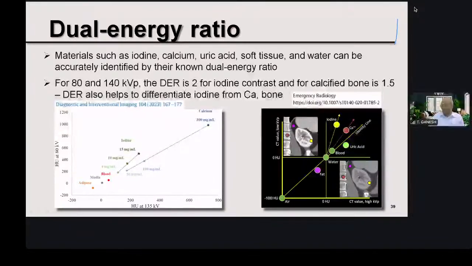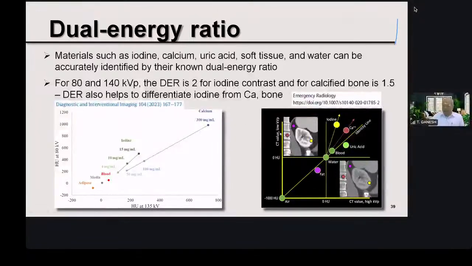But look at iodine. It goes without saying, iodine has a K-edge of 33 keV, so it will have a very high CT value at low energy. Look at this low kVp, its value is very high, much above 0. But at high kVp, the same iodine has a value slightly above 0. So this is what we call the dual energy ratio, DER. This DER is 2 for iodine contrast, and for calcified bone it is 1.5.